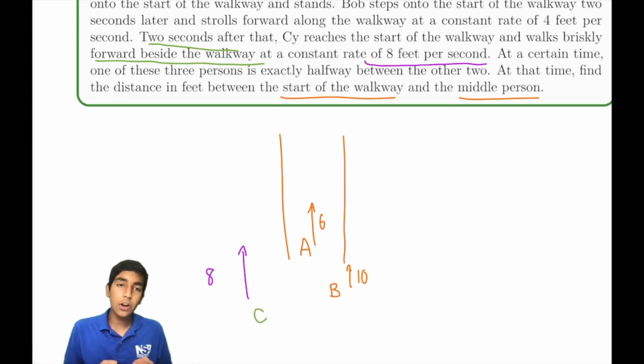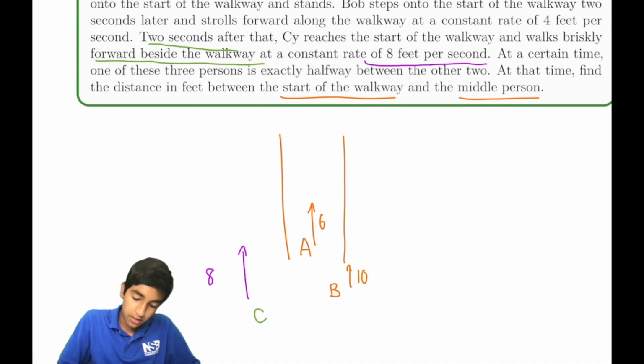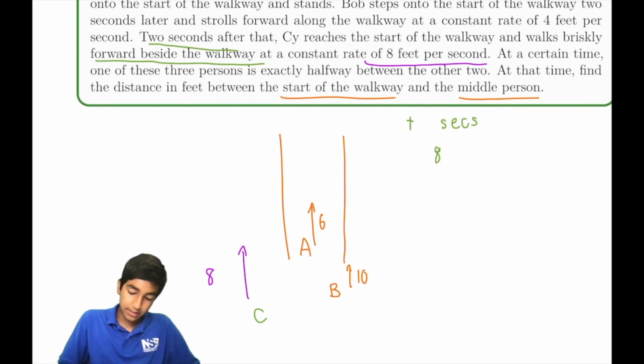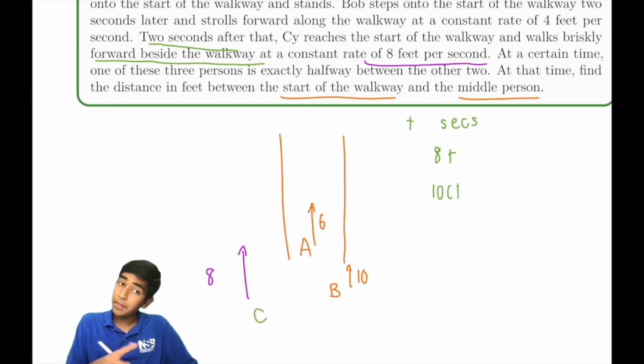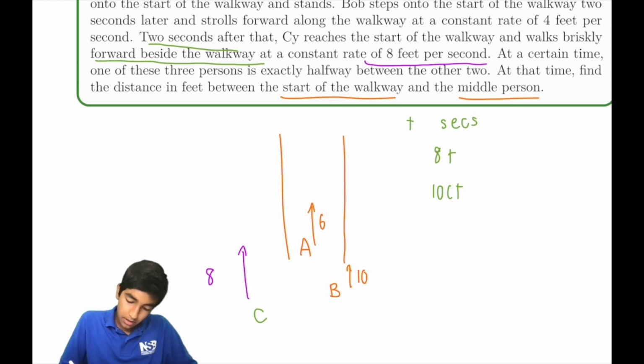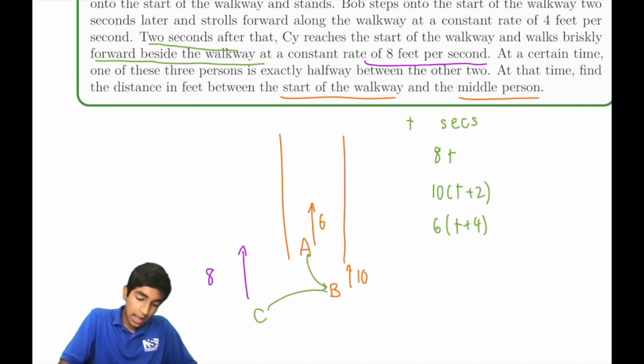Well, let's first consider how far Cy will be after t seconds. After t seconds from when Cy starts, Cy will be 8t away. What about Bob, t seconds after Cy starts? Well, 10t, right? But there's an additional 2 seconds because Bob started 2 seconds before Cy, so plus 2. And then Al, 6 times t plus 4, because Al started 2 seconds ahead of Bob, who started 2 seconds ahead of Cy, as it said in the problem.